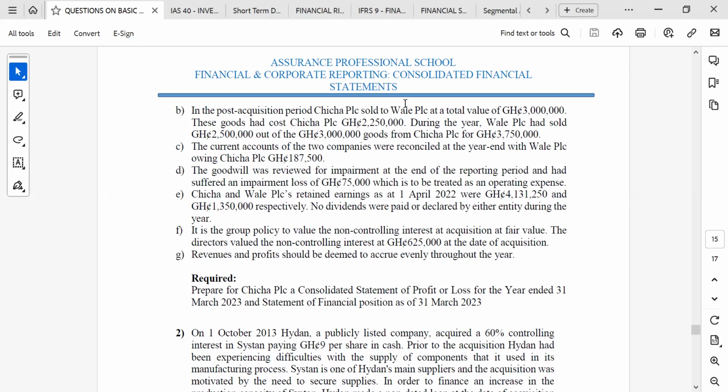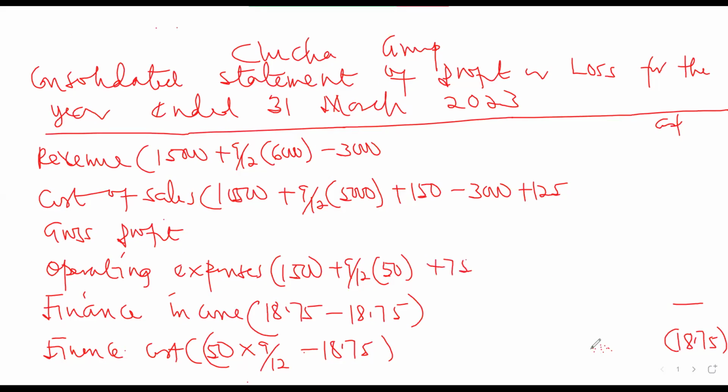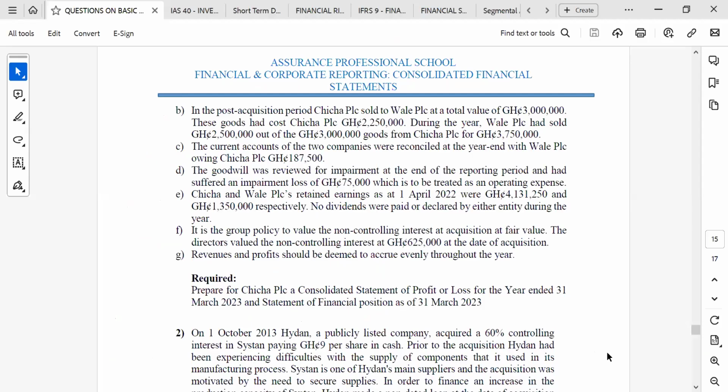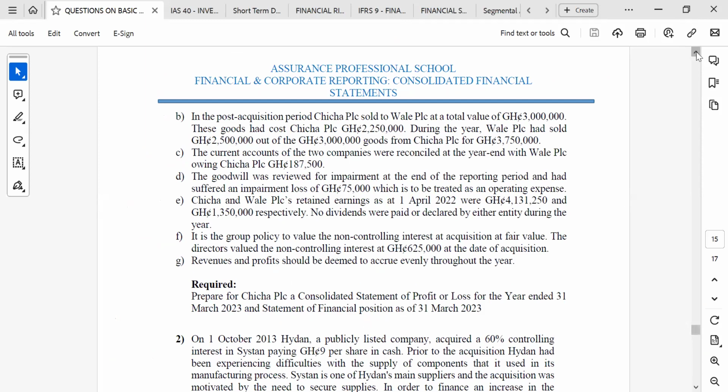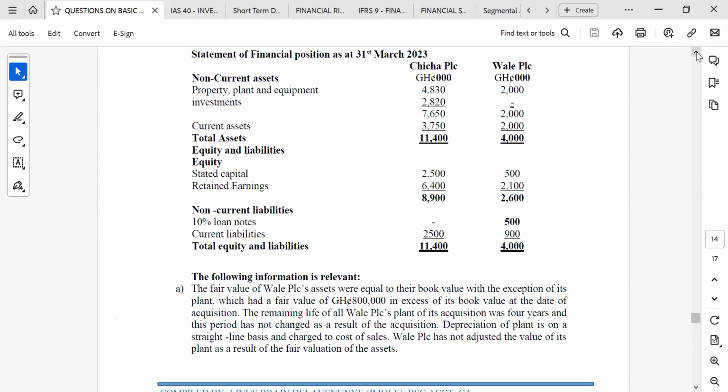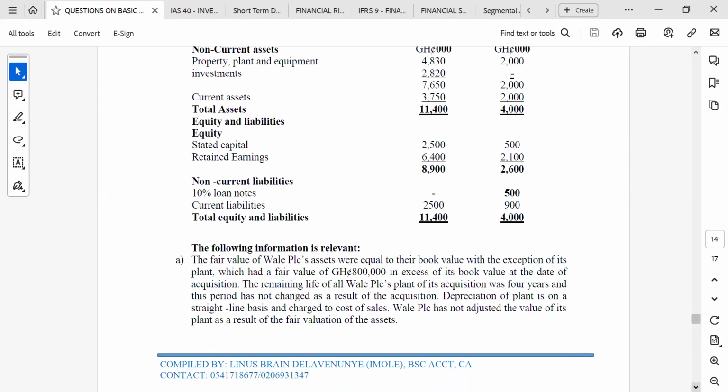The goodwill was reviewed for impairment at the end of the reporting period and has suffered an impairment loss of 75,000, which is to be treated as an operating expense. Okay. So let's go to the operating expense first. So for operating expense, we come and add 75 because the impairment will entirely be post-acquisition. The goodwill will come at the date of acquisition. But what you do is scan through and see whether our net assets, they have even given you these figures. So they are retained earnings at the beginning of the year. Maybe it's the same figure that they are giving to you. We have done that already. So let's find their retained earnings at the beginning of the year and see whether it's the same thing. 2,100 minus 750. Okay, it's the same figure that they are giving to you. So forget about that.